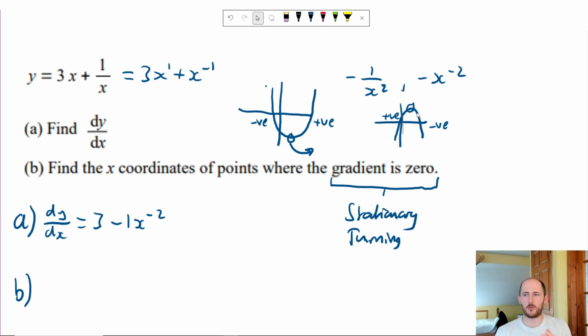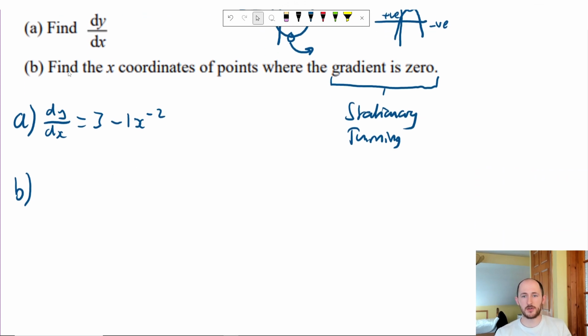They also call it a stationary point because the idea there is the gradient's not moving, there's no gradient at all. Those are the interesting points. I mean, how would you do that? Well, think about it. Where the gradient is equal to 0, find the x coordinates. Okay. Well, this is my equation for the gradient, right? So if I'm looking for when the gradient is 0, I just sub in that the gradient equals 0. And then I solve it.